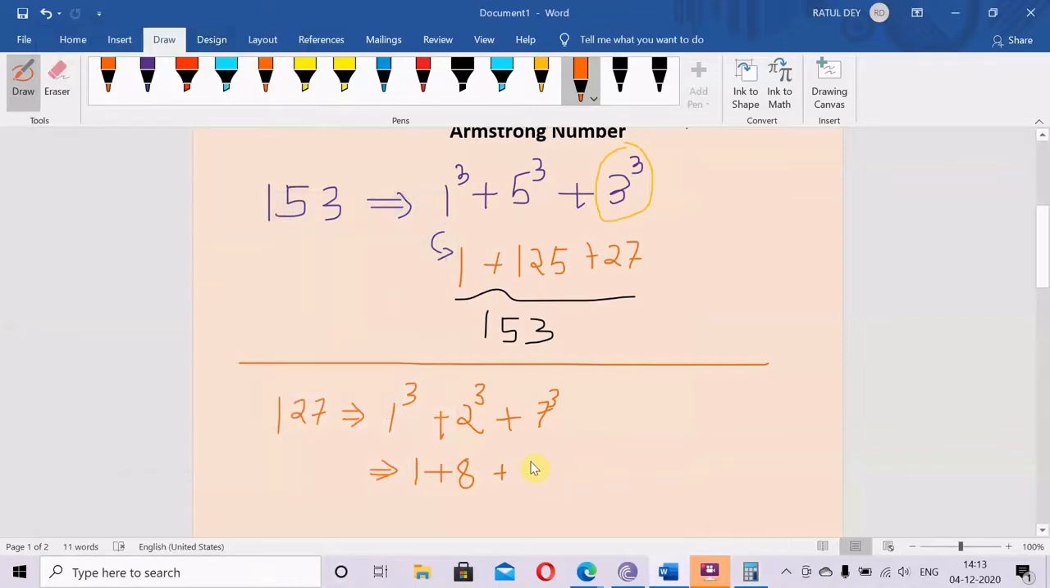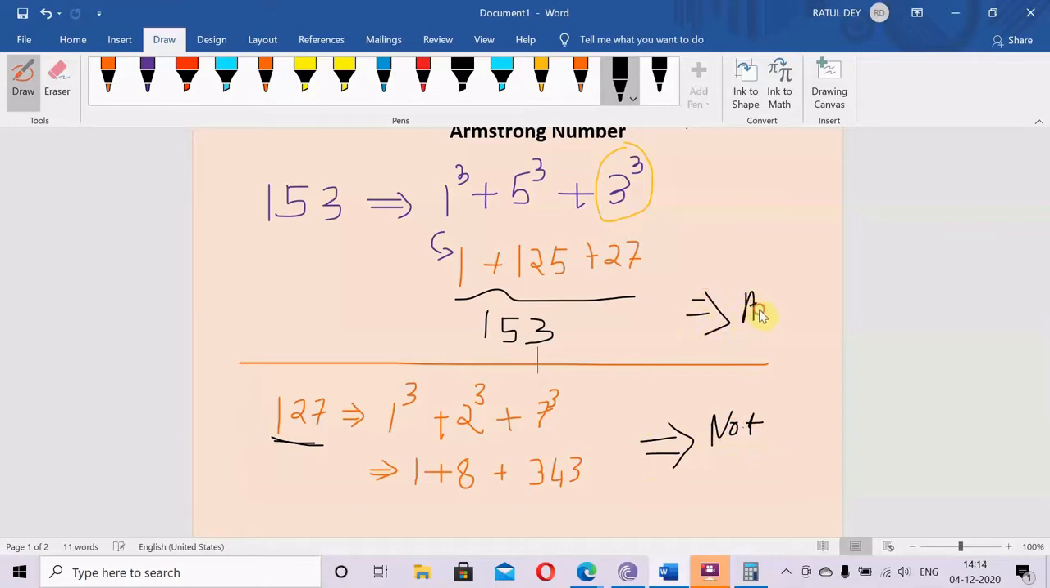So you can see that 343, if you add these numbers, that is not coming to 127. Yes or no? So this is not an Armstrong number, and the earlier one is called the Armstrong number.